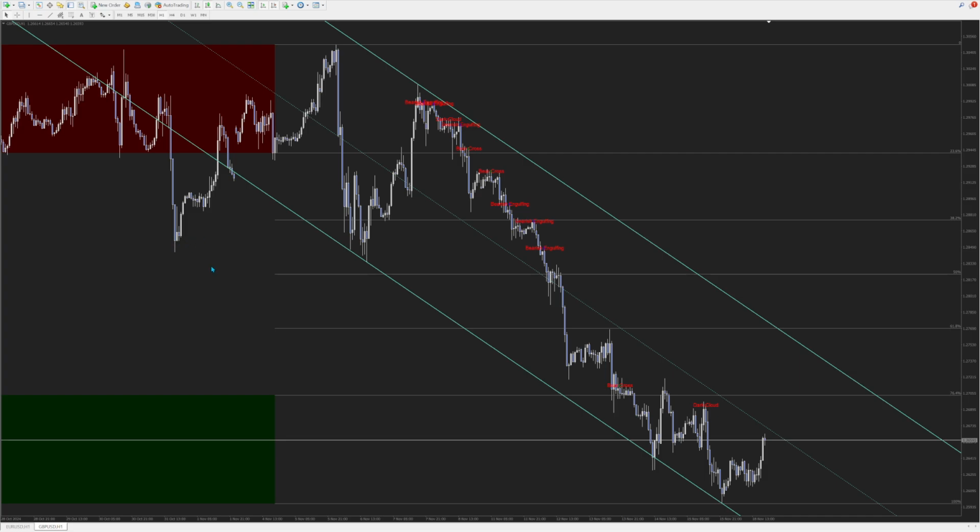You can use this system on any Forex currency pairs, so majors, minors, exotics, and you can actually use it on other trading instruments despite the name. So you can use it on cryptos, stocks, commodities, indices, etc. This is a 1 hour chart.